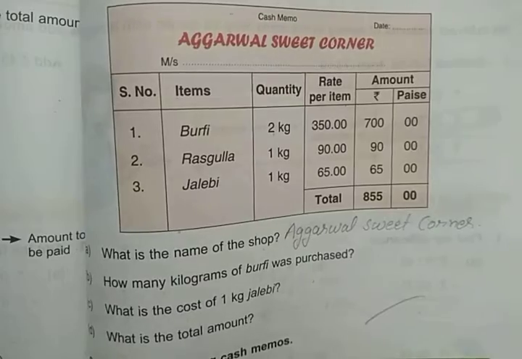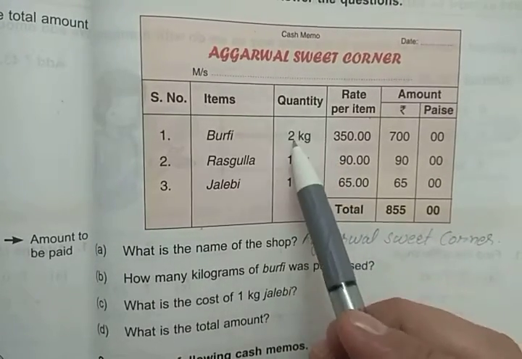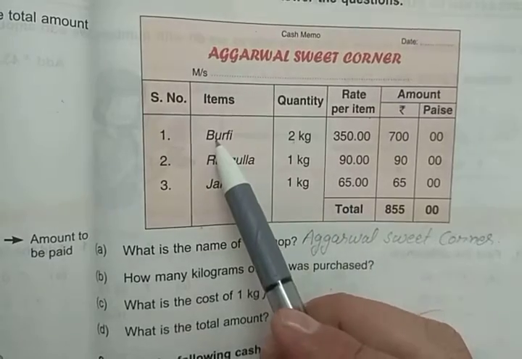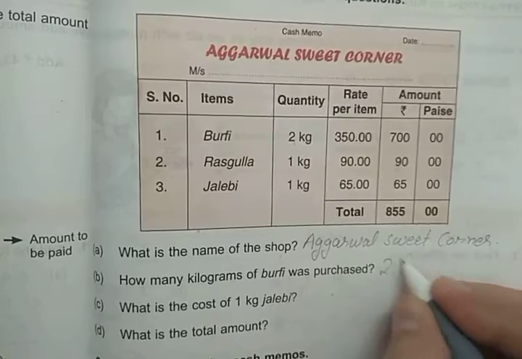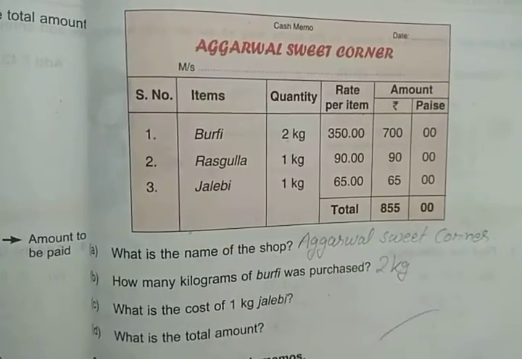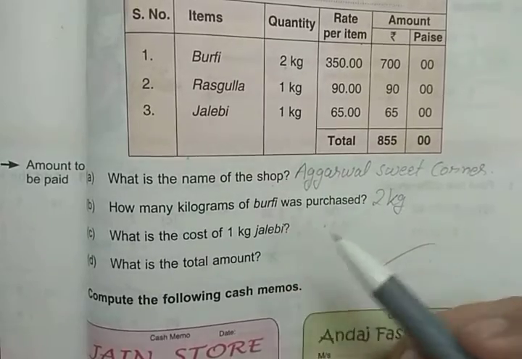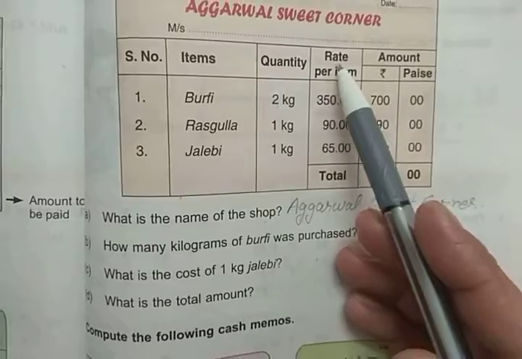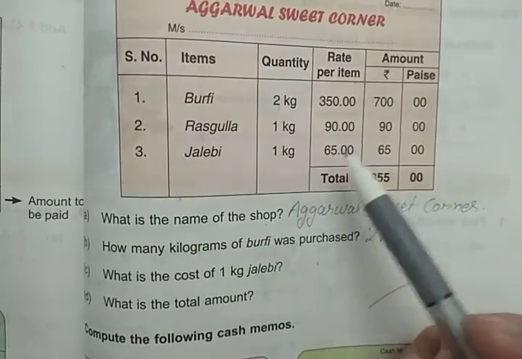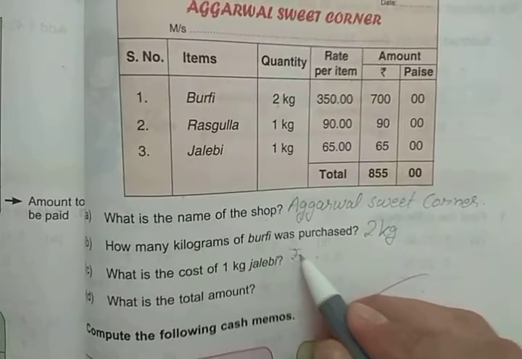Now next is, how many kilograms of barfi was purchased? So कितने किलोग्राम बर्फी परचेज किया है? So here is the quantity. We have to go see in the quantity. How many kilogram barfi was purchased? 2 kilogram. Next is, what is the cost of 1 kilogram jalebi? So we have to see cost of 1 kilogram. So we have to see the rate per item. So cost of 1 kilogram is 65 rupees. That is 65.